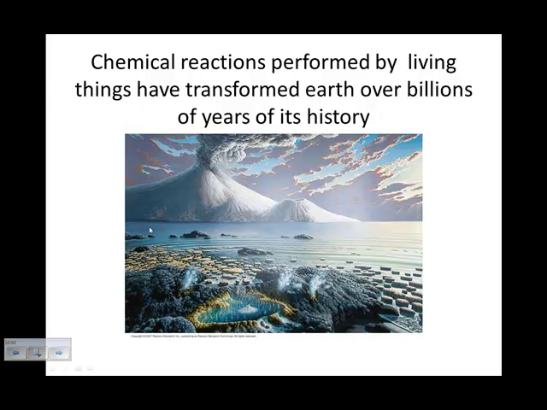Chemical reactions performed by living things transformed Earth over the billion years of its history. We have these things here we call stromatolites. These guys can do photosynthesis. When they do photosynthesis, they dump out oxygen as a waste product, and they accumulate carbon dioxide as an ingredient in making their bodies, which are made out of carbohydrates like sugar. That continued process over billions of years has turned our atmosphere, the air we breathe, into something breathable from something poisonous and toxic, which if we were instantly teleported in time back to 2 or 3 billion years ago, we would suffocate unless we had a spacesuit.